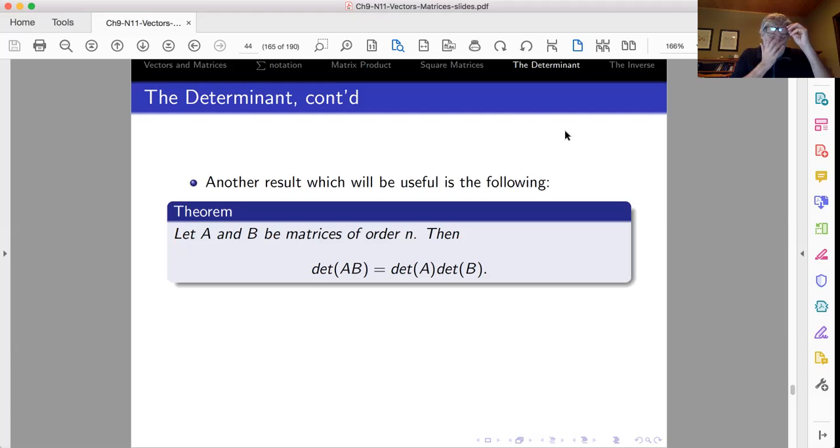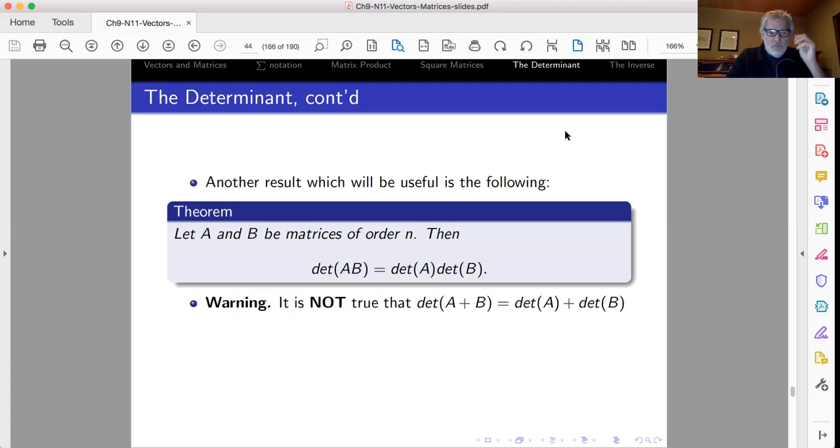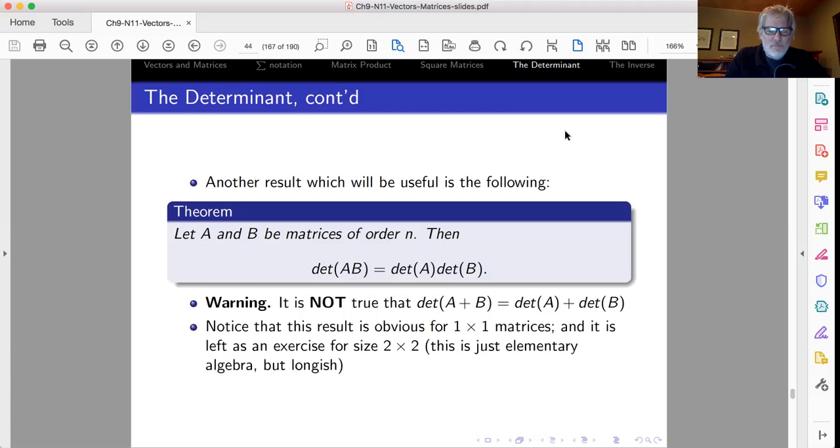It is important to notice that this is true for the product, but it is really, really not true for the sum, okay? So it is not true that the determinant of the sum of 2 matrices is the sum of the determinants. This is not true, okay? Never, never use that. This is not true, okay?